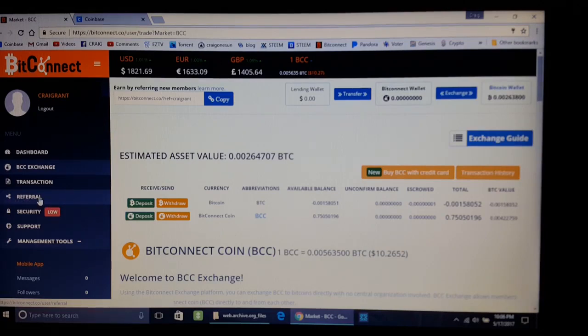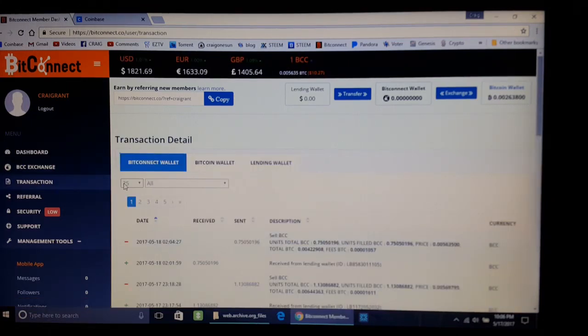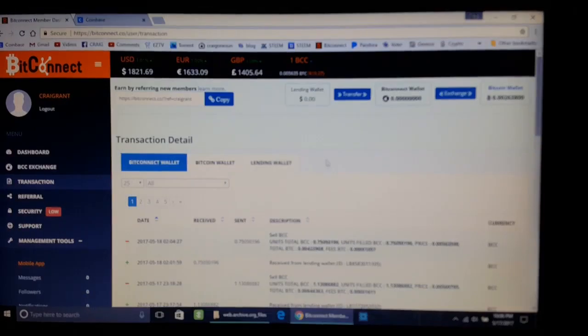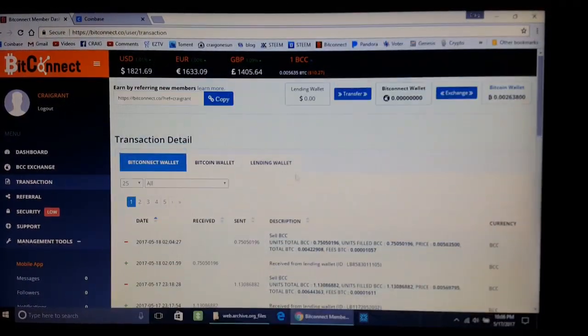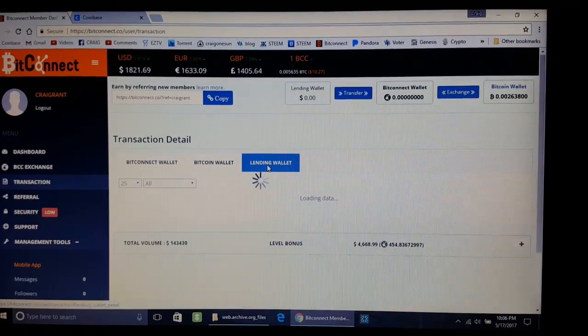And I came back, logged in, and there was money in there. I'm like, whoa, look at this money. Let's go to my transactions. It's been about 7 weeks now, and I've been doing quite well with the referral program. So you have 3 different wallets: a BitConnect wallet, a Bitcoin wallet, and the lending wallet.